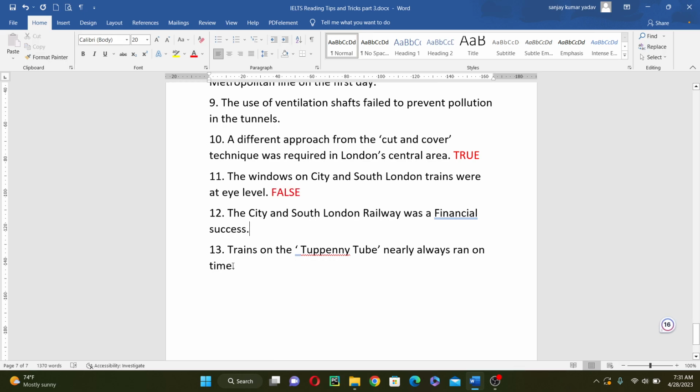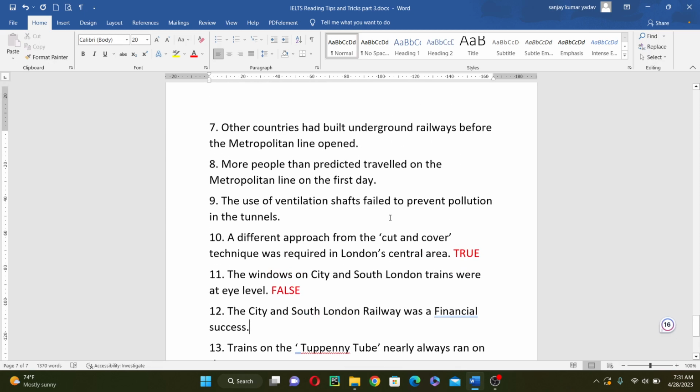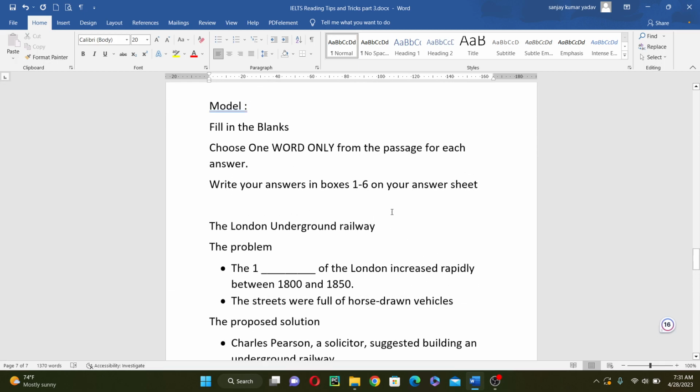Now let's move to question 12. The City and South London Railway was a financial success. If the City and South London Railway was a financial success, it's true. If it was not a financial success, it may have been another kind of success, then it is false. And if it's not talking about financial success or any kind of success, then definitely it would be not given. So let's look at the City and South London Railway.